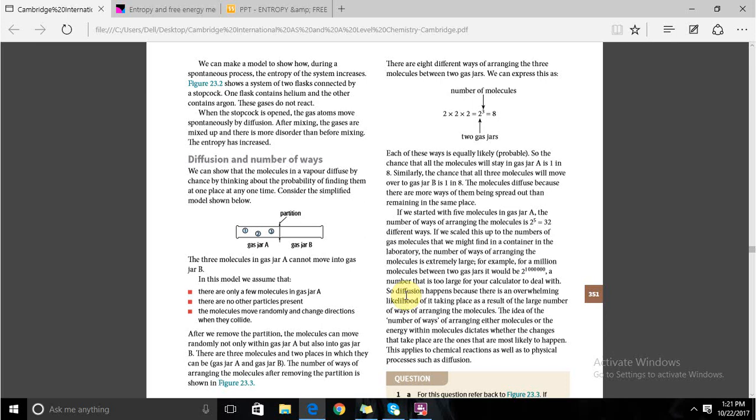Hopefully you understand this. The greater the number of molecules, the greater the likelihood of diffusion spreading out will be, because the greater will be the number of possible orientations, and therefore the probability of them sticking together compared to the total number of orientations will get less and less, negligible to negligible.